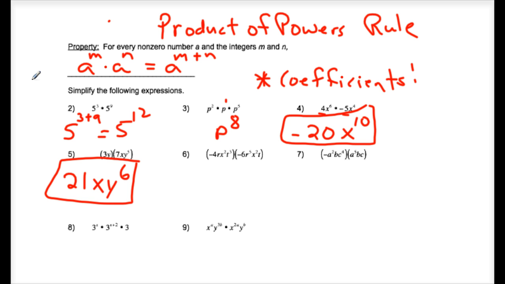Think about that one as 4 different problems. Do not get bent out of shape. 4 problems: coefficients, r's, x's, and t's. Do it. Everybody here can do it. Look carefully. Break it up.